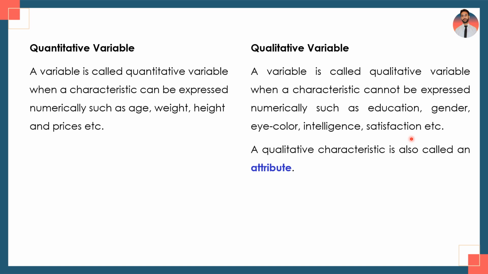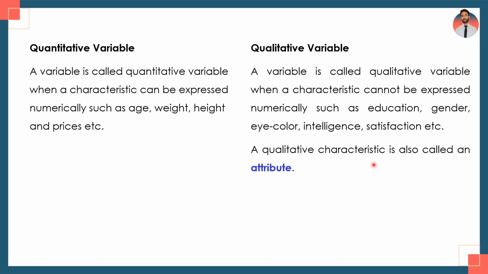For example, education levels: matric level, higher secondary level, and after that bachelor level. Gender: male and female. Eye color: brown and green and blue. Intelligence, satisfaction, these are all the examples of the qualitative variable which cannot be expressed numerically, only its presence or absence.